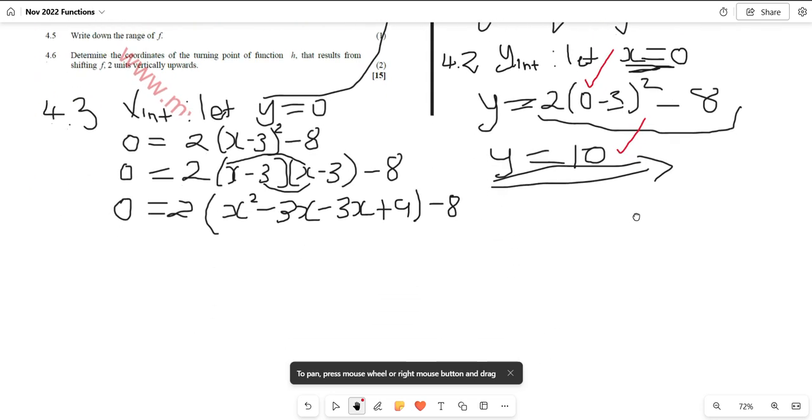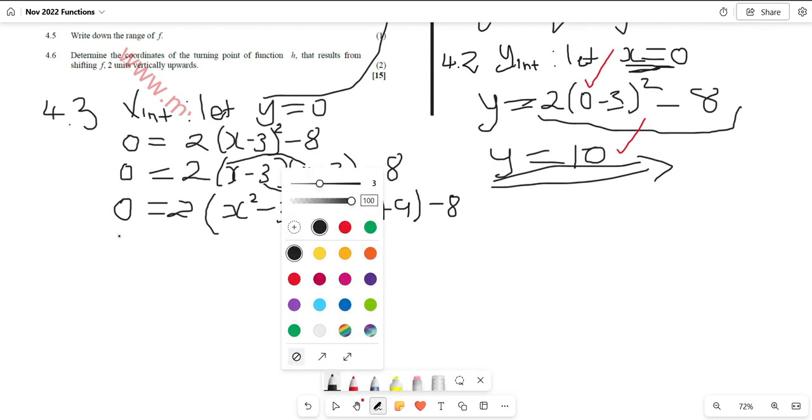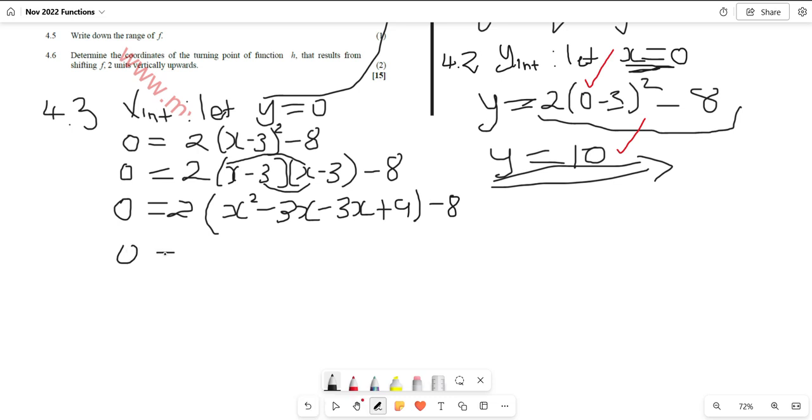Then let us simplify further. Then 0 is equal to 2 in bracket. The only term we have with a square is this term. We keep it as it is. Here is x squared. Now here we have a term with an x, and we also have a term with an x here. It means these two terms are now classified to be like terms.